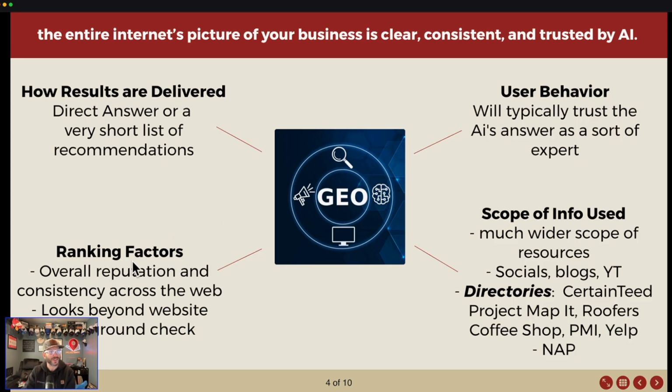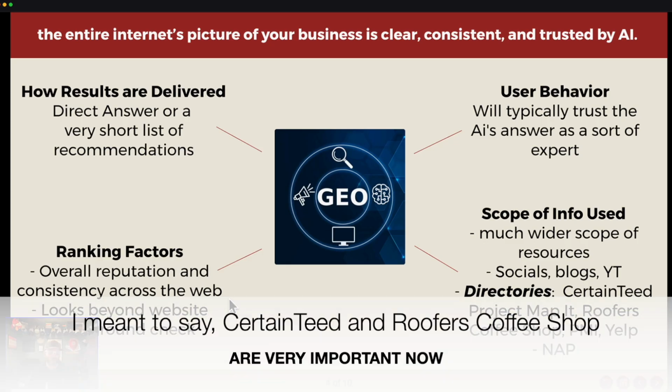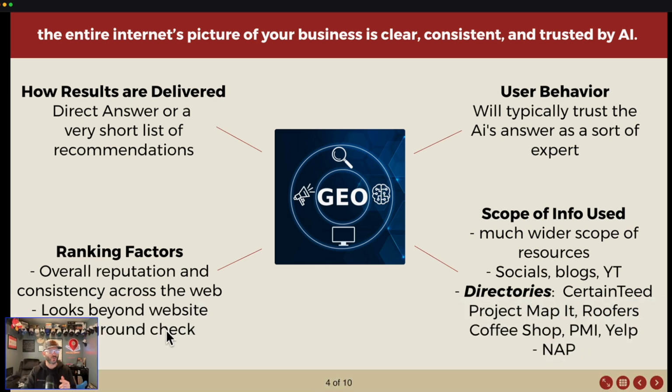The ranking factors become really different, and this is where our public profile page, we believe, will come into play. Overall reputation and consistency across the entire web is playing a bigger factor. That CertainTeed Find a Pro page, that Roofer's Coffee Shop page, those pages are a little different now. They aren't as important, right? So AI is looking beyond just your website, beyond your Google business profile. Where is it looking? Let's go over the scope of info used.